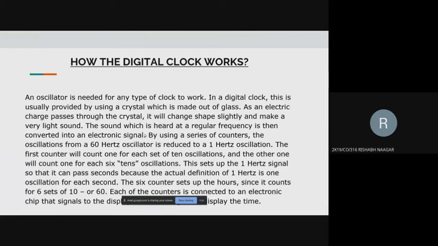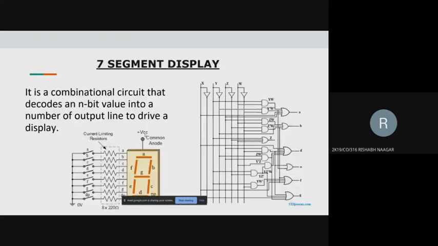Now, sir, how does the digital clock really work? An oscillator is needed for any type of clock to work. In a digital clock, this is usually provided by a crystal, which is made out of glass. As an electric charge passes through the crystal, it changes shape slightly and makes a very little sound. The sound, heard at a regular frequency, is then converted into an electronic signal. We will explain the working of the digital clock further when we explain the Proteus working. Right now, I will go on to the main components that the digital clock has.